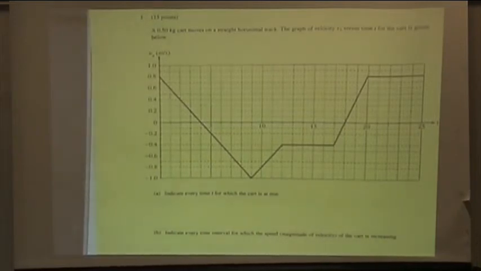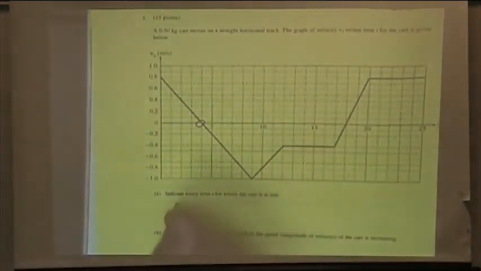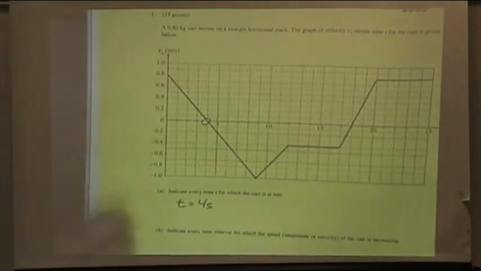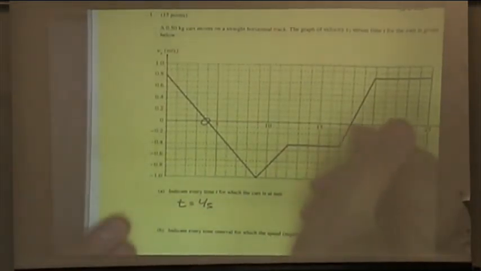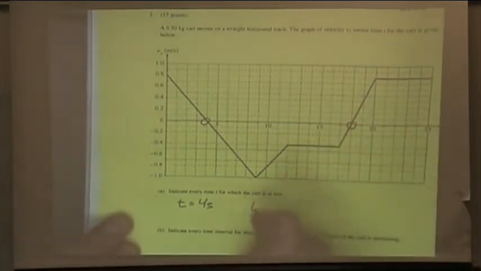Well, when an object's at rest, the instantaneous velocity is equal to 0. Now, since this is a velocity graph, we want the places where the instantaneous velocity is 0. So here's one here at t equals 4 seconds. And the only other place where the velocity equals 0 is that location there at t equals 18 seconds.